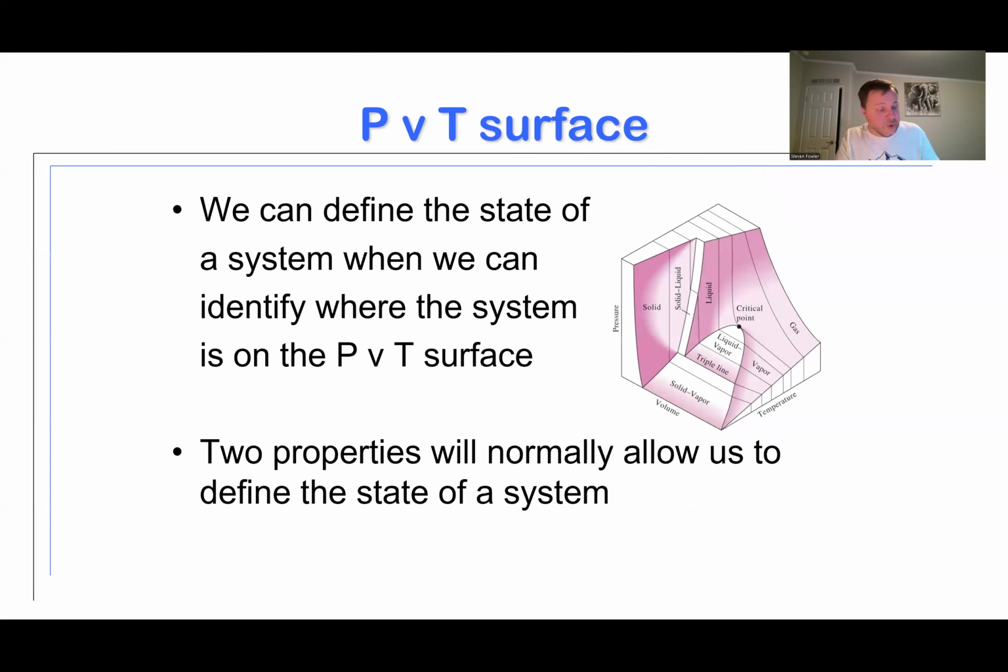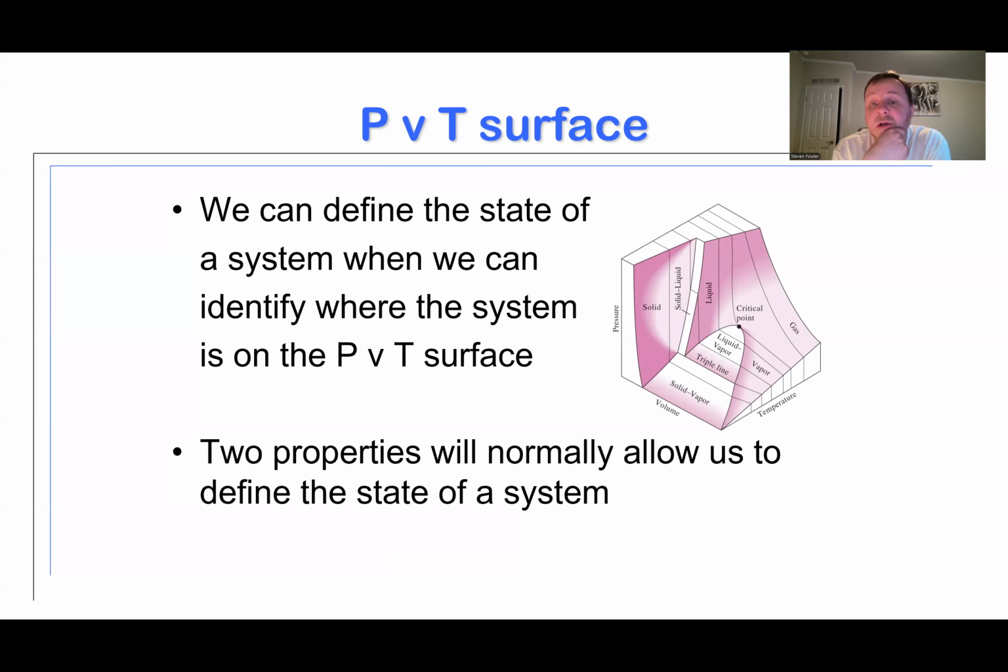What does that tell us? I'm going to go ahead and wrap this up because I've only got a little bit more to go. In the next video, we can take a quick tour of property tables in the back of our book. So what does this mean for us? If I can figure out where something is located on this PVT surface, that means I figured out the state of that property. And state is something we quickly define in chapter 1.